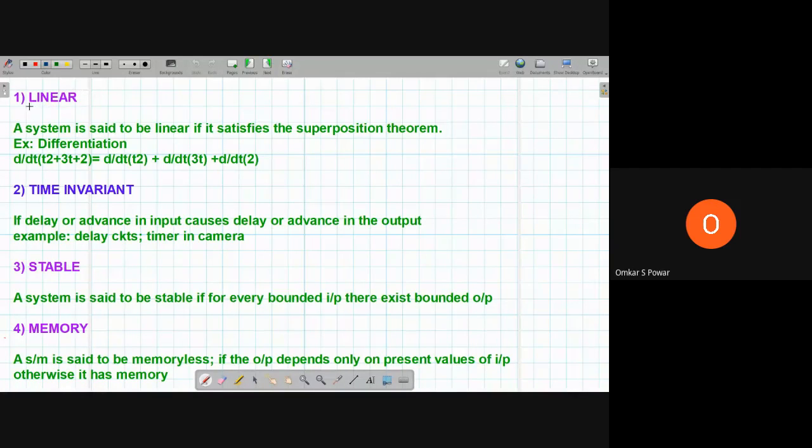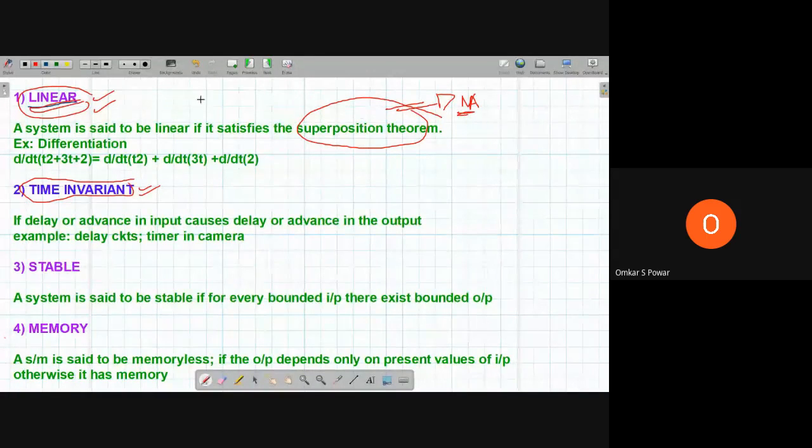First one is linear. This is very important. In your next unit, what is meant by LTI? Don't get shocked. It is nothing but linear time invariant. A system is said to be linear if it satisfies the superposition theorem. This superposition theorem will be taught in network analysis class. No need to worry, but in brief, what is this?